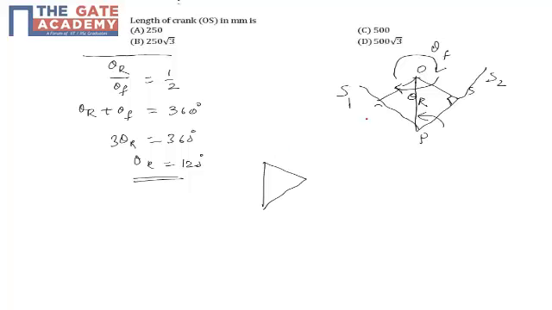So looking at the extreme position, theta r is the total angle between the extreme positions, and because of the symmetry this angle is half, and this is 60 at the extreme position. So OP is given as 500 mm.